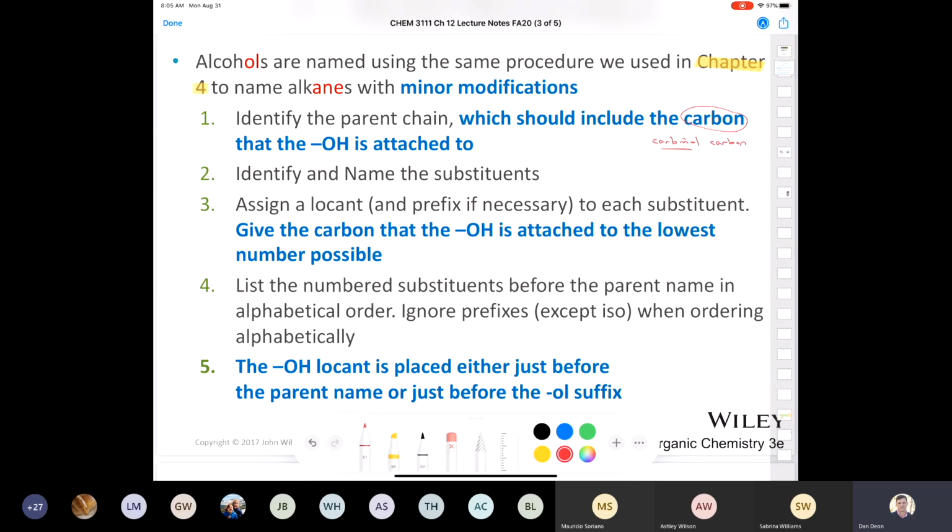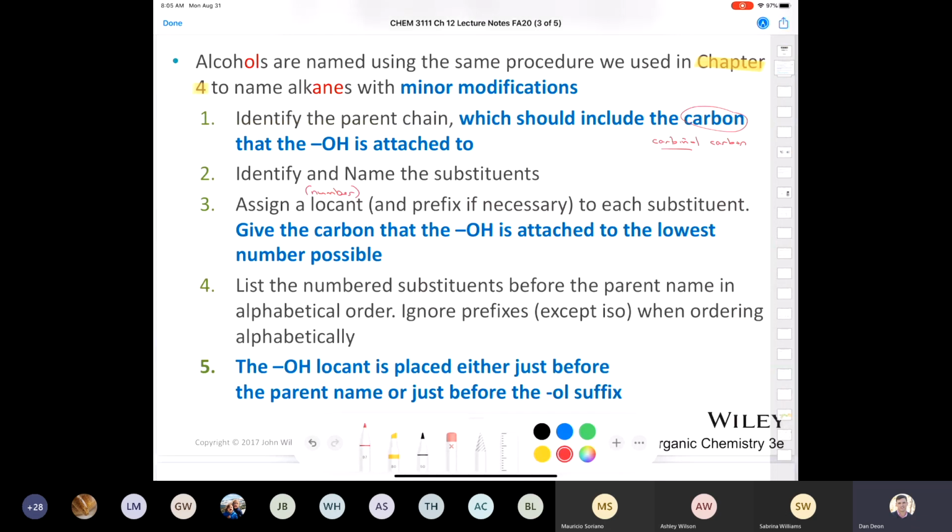Then we identify and name the substituents, things like isopropyl, isobutyl, and so forth. Then you assign a locant. A locant, again, as a reminder, is just a fancy name for a number. You assign a locant and a prefix if necessary to each substituent. Give the carbon that the hydroxyl is attached to the lowest number possible. That's the same kind of rule you saw with alkenes, right? You always sought to give the double bond the lowest possible number, or the locant the lowest possible number.